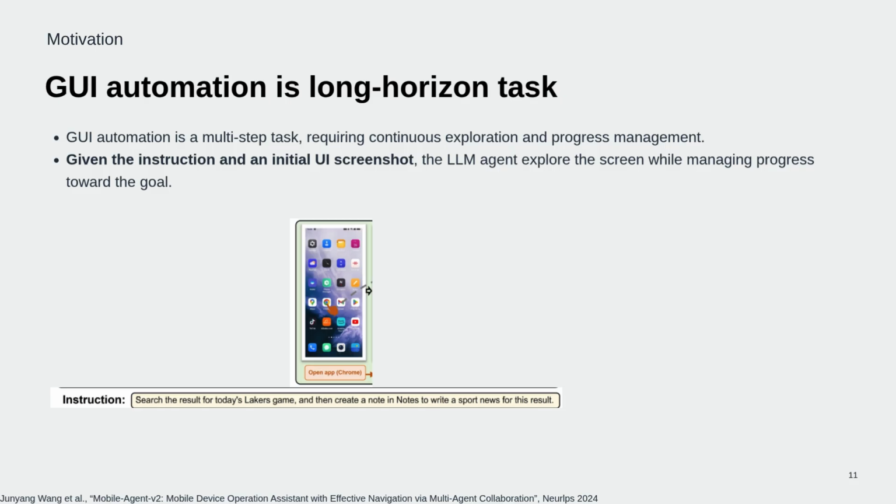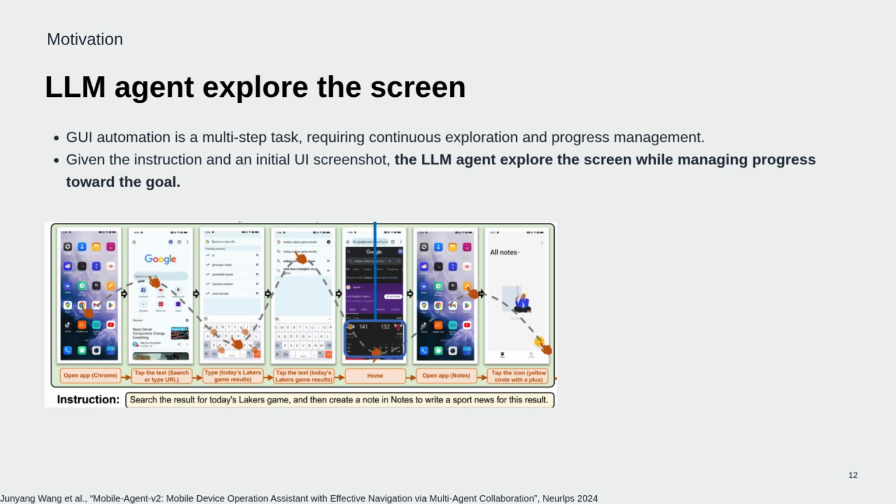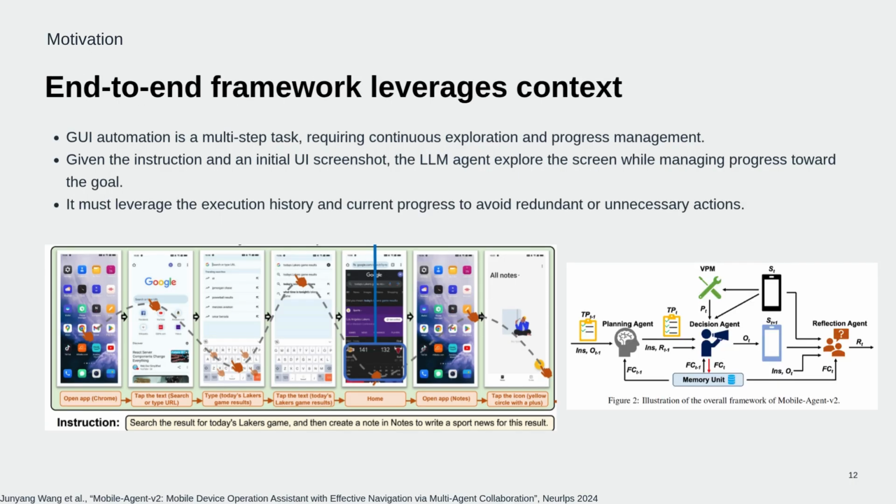GUI automation is a long horizon task. Given a user instruction and an initial screenshot, the LLM agent explores the screen while managing progress toward the goal. So we must leverage the execution history and current progress to avoid redundant or unnecessary actions, just leveraging the context and this framework with many tools.